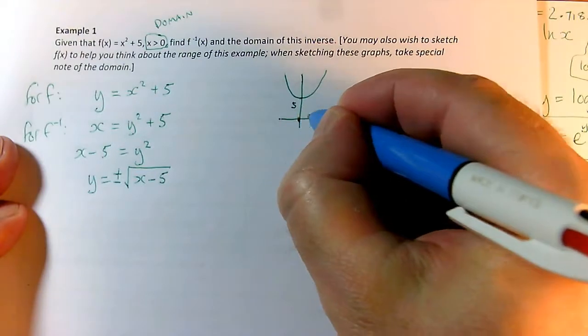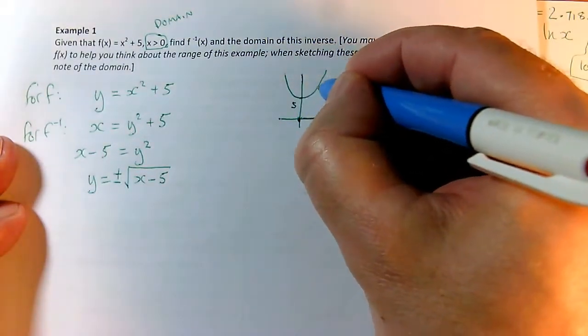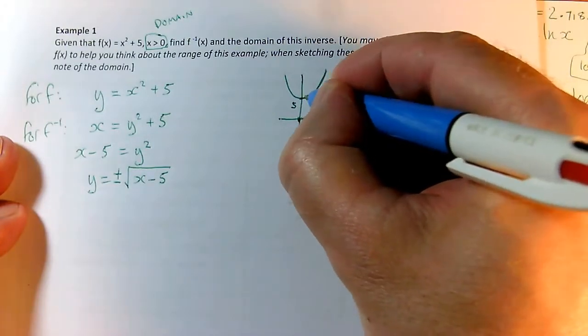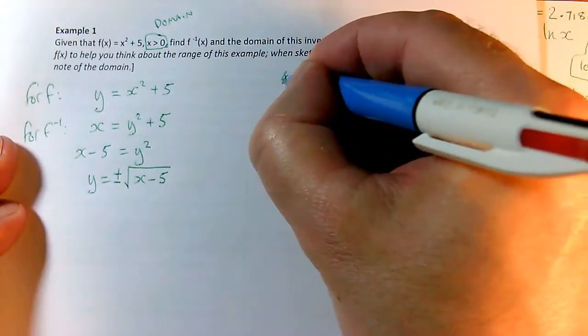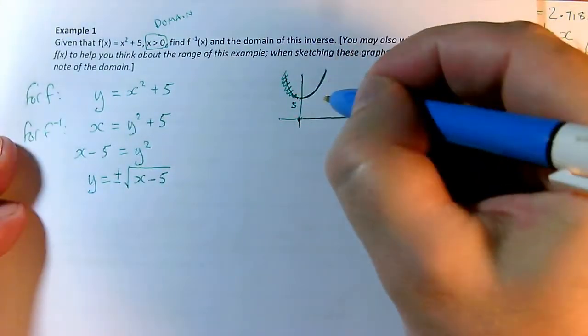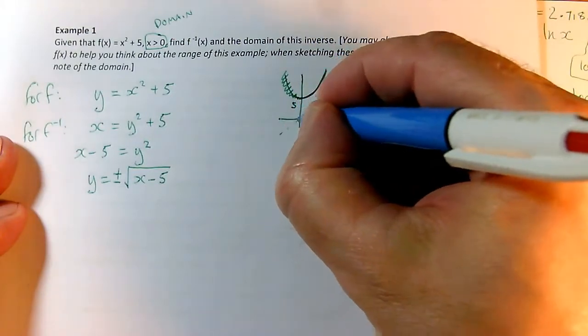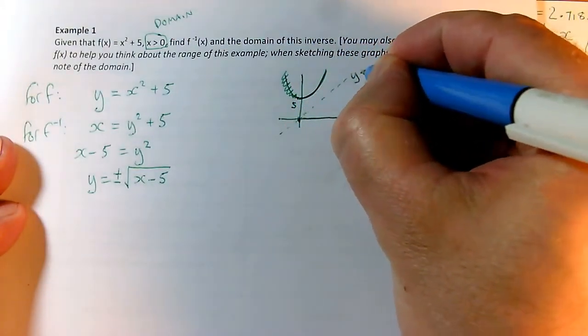And 0 is here on the x-axis, and here are the ones that are greater than 0. So in fact, it's only this part of the graph I want. This part of the graph doesn't exist. So that means that when I go from a function to its inverse, and x and y change places, remember that's reflection in the line y equals x.